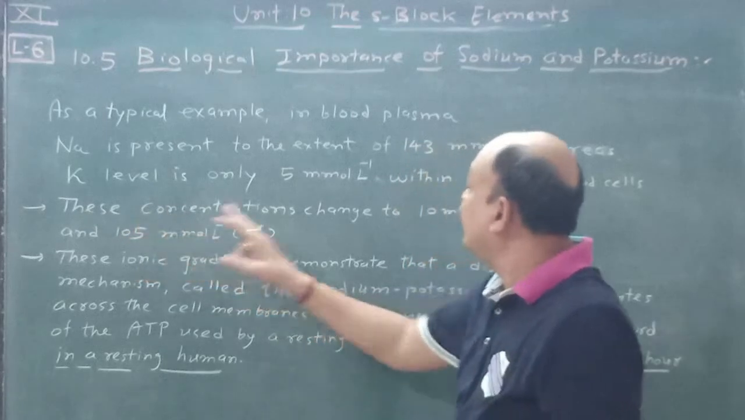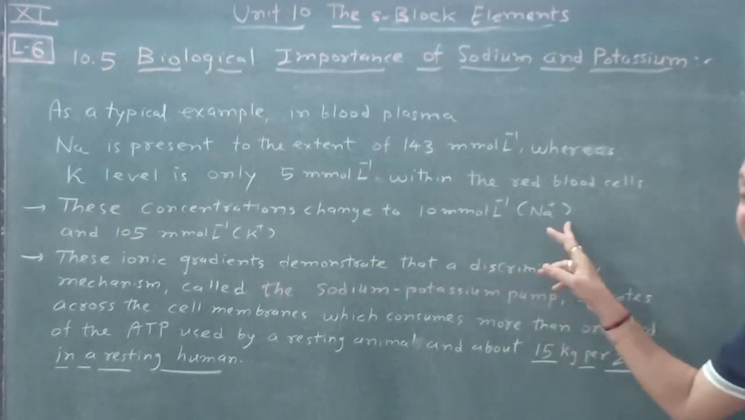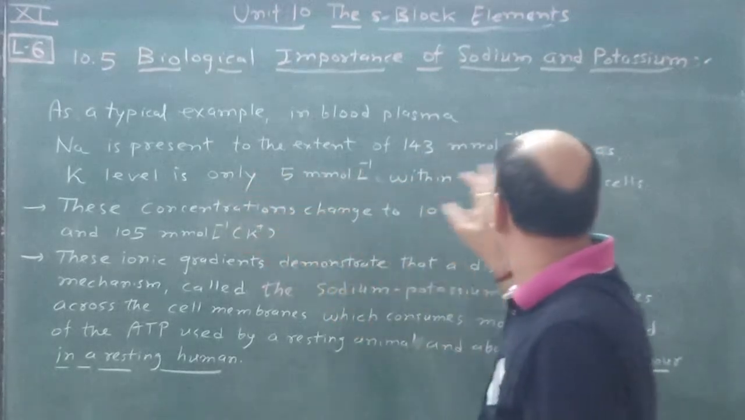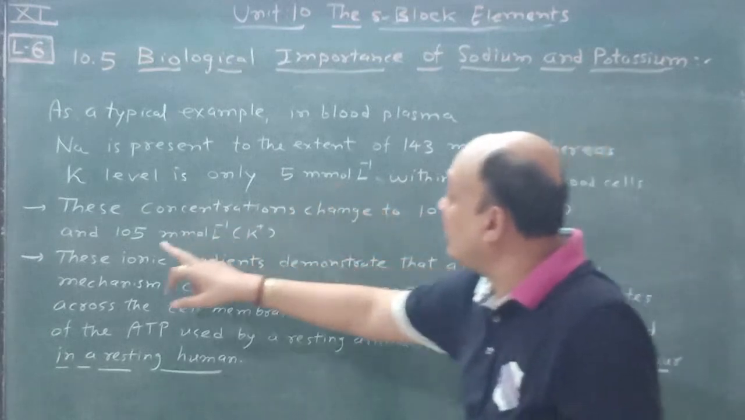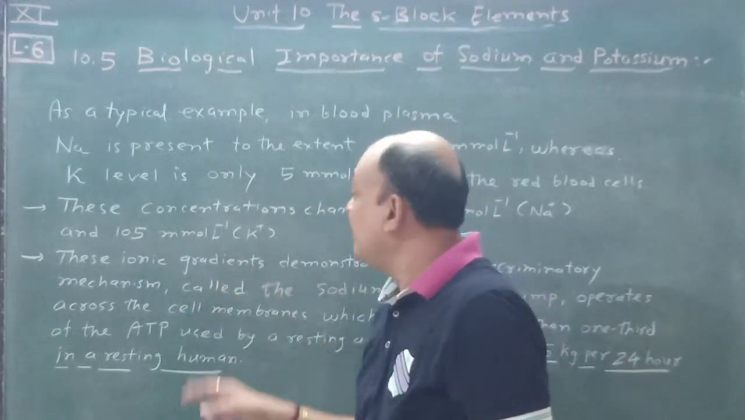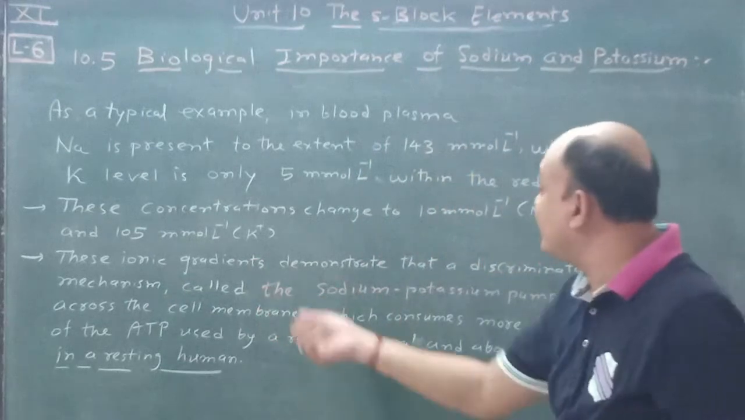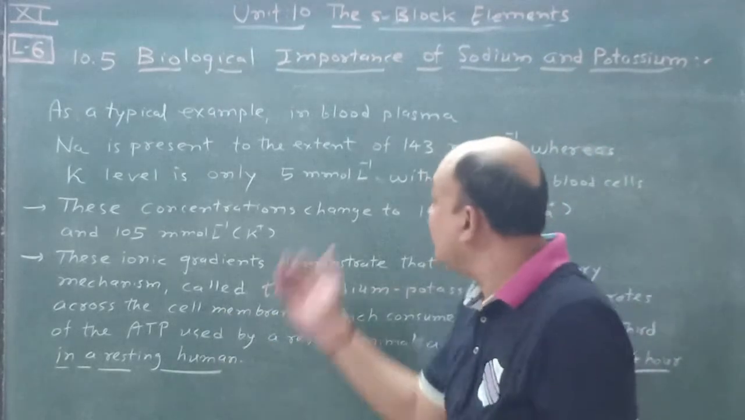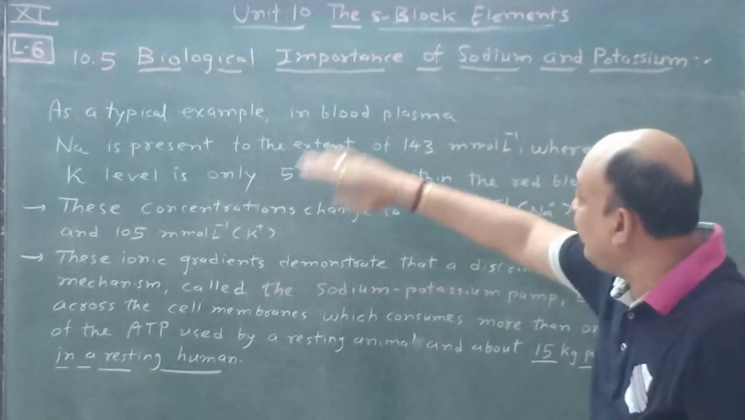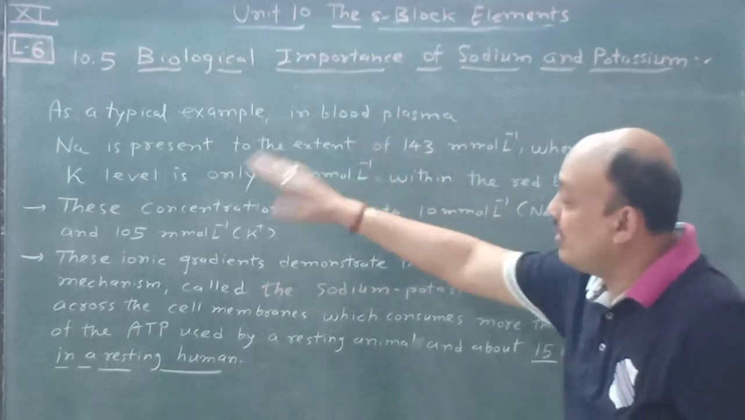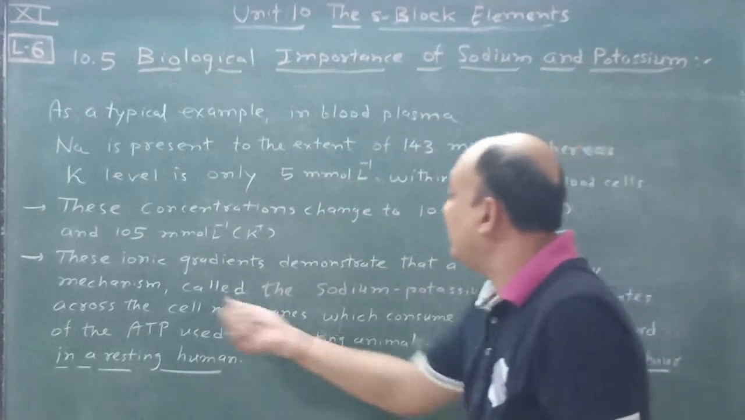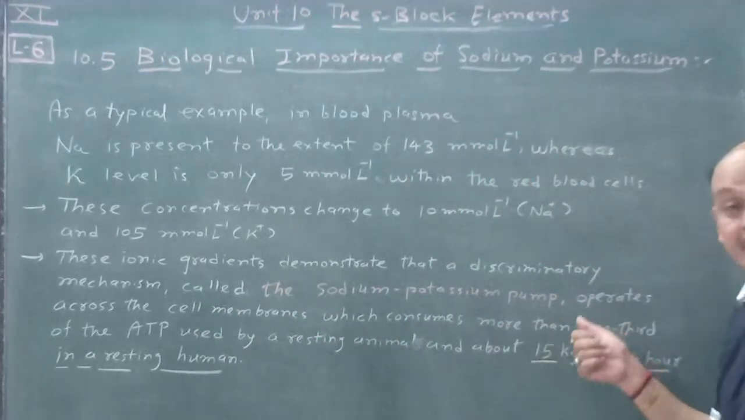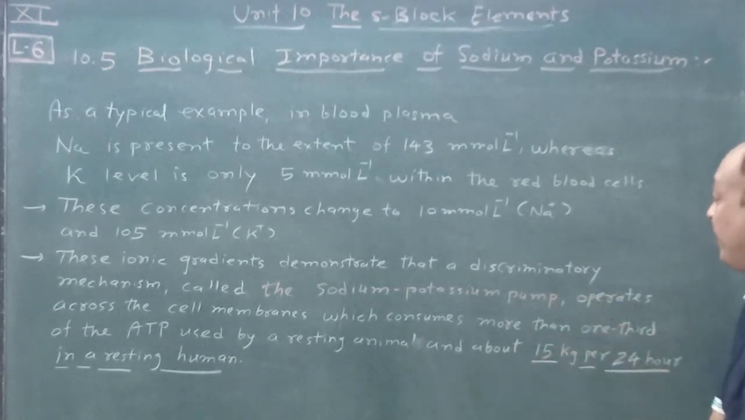Just understand this. The concentration changes to 10 millimole per liter Na+ ion, that means from 143 to 10 millimole per liter, and for K+ from 5 millimole per liter to 105 millimole per liter. So these ionic gradients demonstrate a discriminatory mechanism. There is a change: 143 decreases to 10, and 5 millimole is converted to 105. This discriminatory mechanism is called the sodium potassium pump.